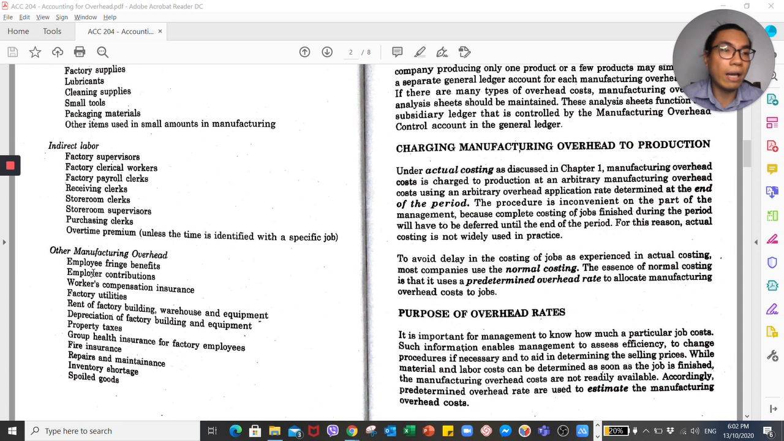I think mga 80% of my students nagkamali doon sa particular question na yon. Ayan, so be mindful na lang kayo, no? Halimbawa, for the depreciation expense. So, kapag depreciation expense yan, hindi naman siya laging fixed, hindi naman siya laging variable. Depende sa method of the depreciation.